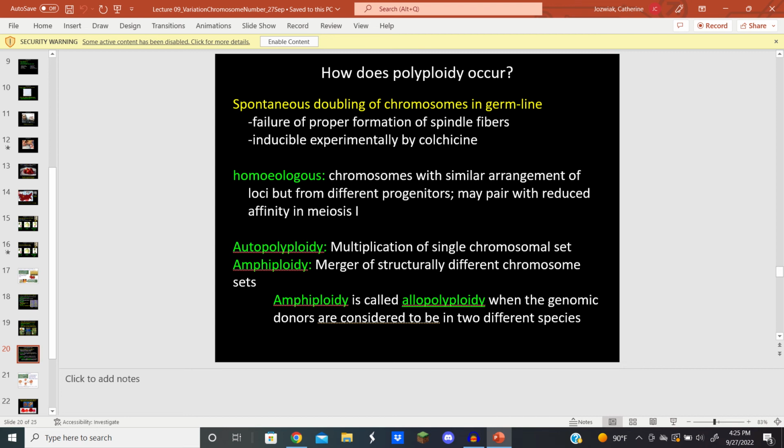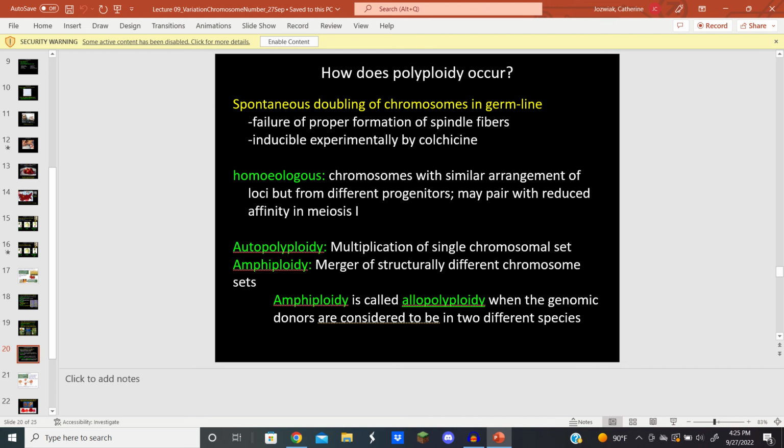Okay? We divide polyploidy into really two classes. One, which is called autopolyploidy, which is multiplication of a single chromosomal set. This usually happens in a parent that undergoes polyploidization of its gametes and then cells. Right? So there are no new chromosomes coming together. It's just multiple sets of the same old chromosome. And then we have something called amphipolyploidy, and that's merger of different chromosomal sets. Right? So the parents have some chromosomal differences that are contributing to this.